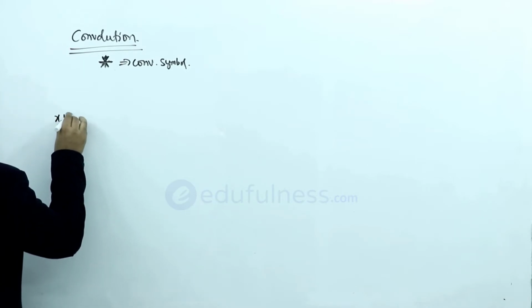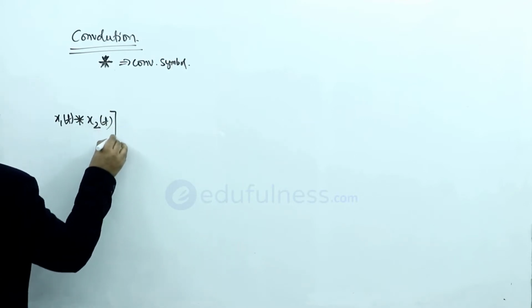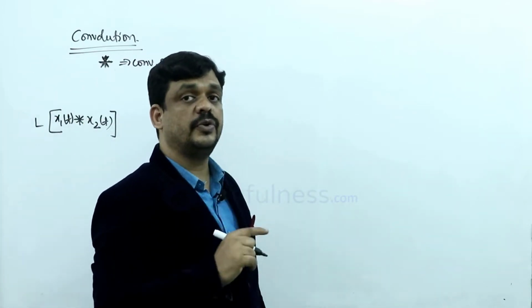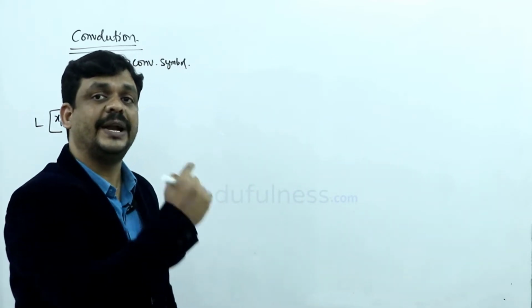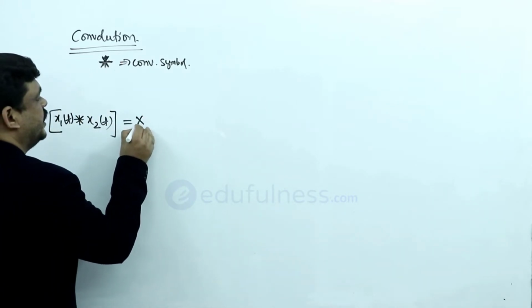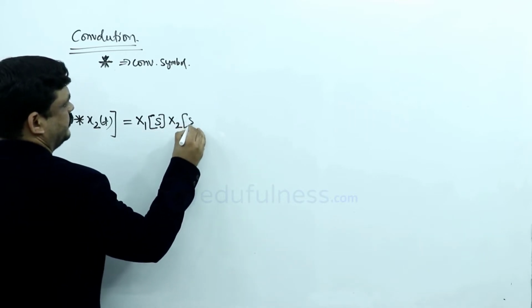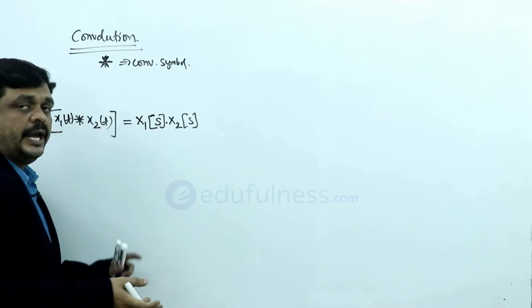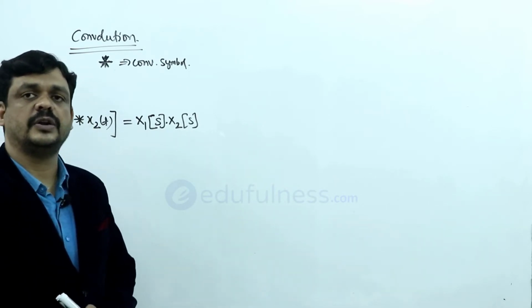x1 of t convolution with x2 of t. It should be like this. Then we have to find the Laplace transform of this: Laplace transform of x1 of t convolution with x2 of t. So, convolution in the time domain becomes multiplication in the frequency domain, which means on this side it becomes x1 of s into x2 of s. Here I wrote the convolution symbol, but here I am writing the multiplication symbol. In one domain convolution, in another domain it becomes multiplication. This is the standard statement of the convolution property.